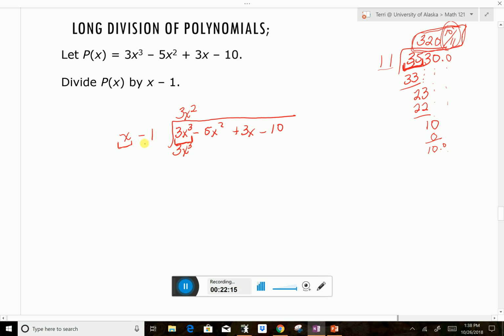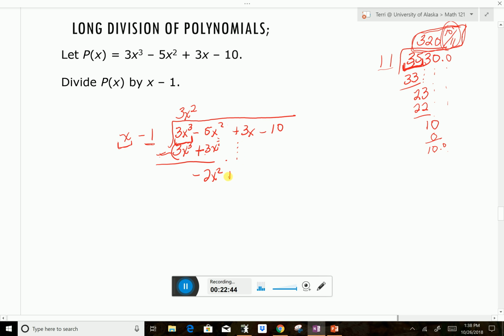Now we multiply it by the second part, minus 3x squared. And again, we're going to subtract this from what's before it. So negative 5x squared minus negative 3x squared. Remember, we can get rid of these parentheses, and this becomes a minus and plus. So we have negative 5x squared plus 3x squared. This should be 0, and it is.